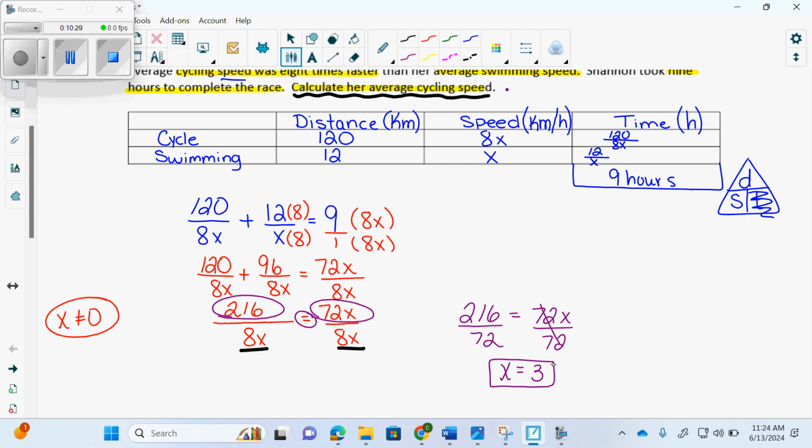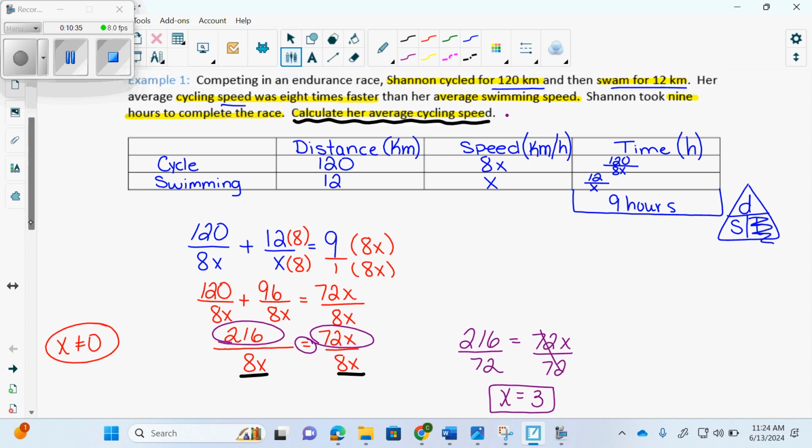We can go back to our chart and fill in all the x spots and get a whole bunch of answers, right? So if x equals 3, let's go back here. This is 120, this is 12. What's this going to be if x equals 3? What's 8 times 3, guys? 24 kilometers per hour is the speed of the cycling, correct? Okay, what would we go here? 3 kilometers per hour is the swimming speed. Then I can plug it into here.